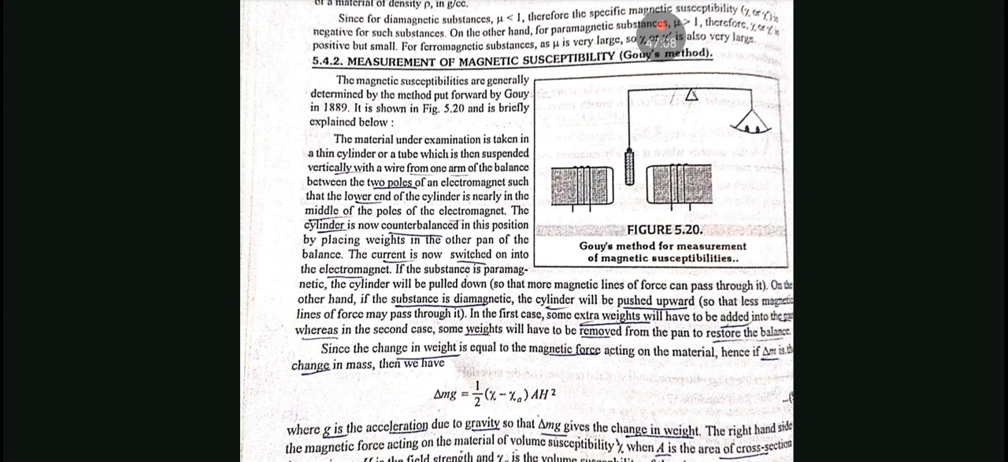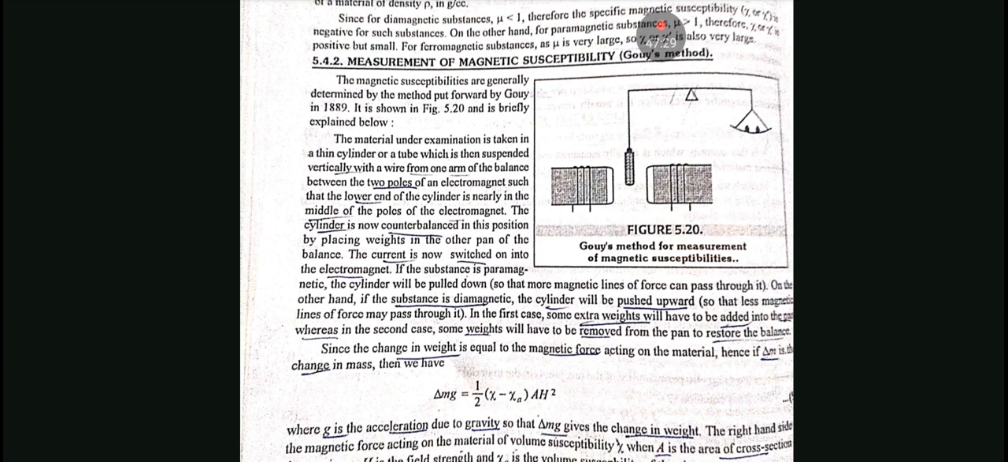The current is now switched on in the electromagnet. If the substance is paramagnetic, the cylinder will be pulled down so that more magnetic lines of force can pass through. On the other hand, a diamagnetic substance will be pushed upward so that fewer magnetic lines of force pass through it. In the first case, extra weights will have to be added in the pan, whereas in the second case, some weights will have to be removed from the pan to restore the balance.